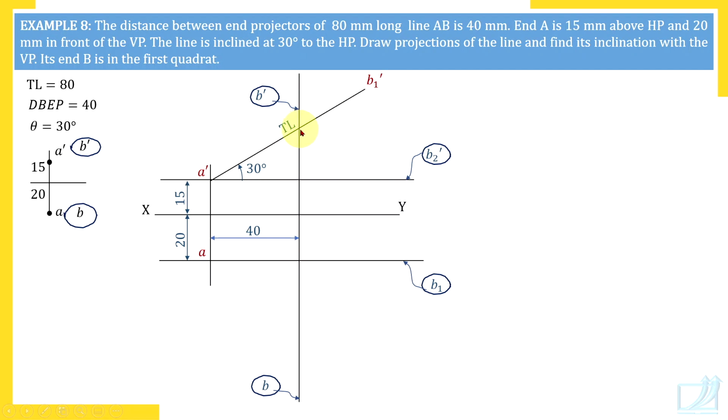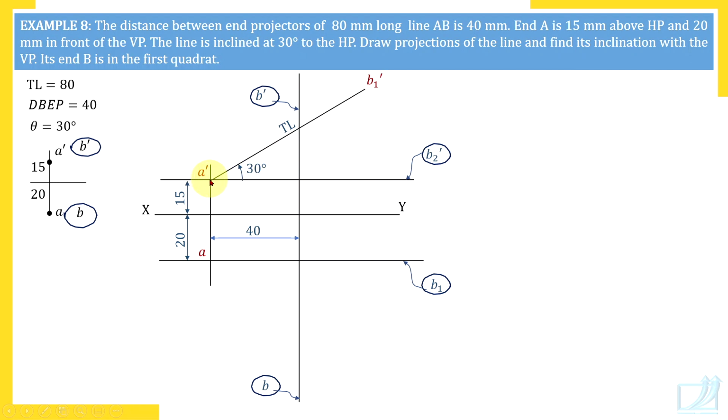Here it cannot be B dash because this line is at an angle theta 30 degrees. Remember, A dash B dash must have angle alpha, not theta. So this cannot be B dash. And here it is B dash, impossible, because line is inclined to both the reference planes.